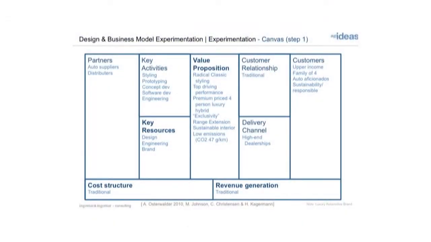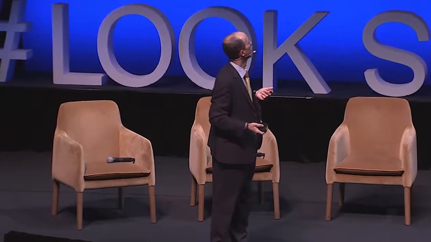And that was a very attractive value proposition to people who are upper income, a family of 4, probably with smaller children, right? People who are car or auto aficionados and feel a responsibility to the environment. They don't just want a V12 and 600 horsepower guzzling. So this was an example of business model experimentation at Fisker Automotive.